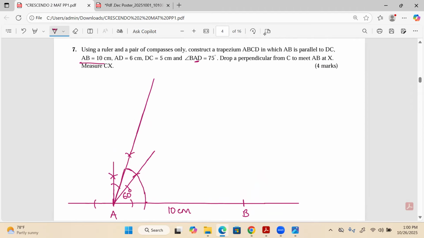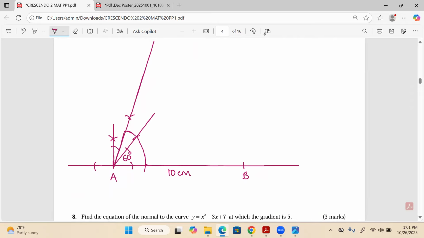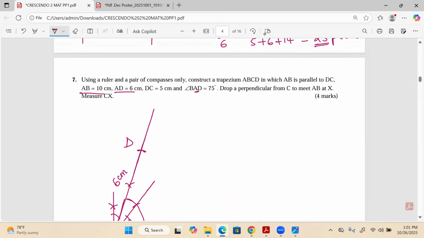What about the length of A to D? A to D is given as 6. If A to D is 6, you're supposed to stand at A using a measurement of 6 centimeters. Now you make an arc. So I make an arc here. That becomes my point D. This is 6 centimeters, like that.